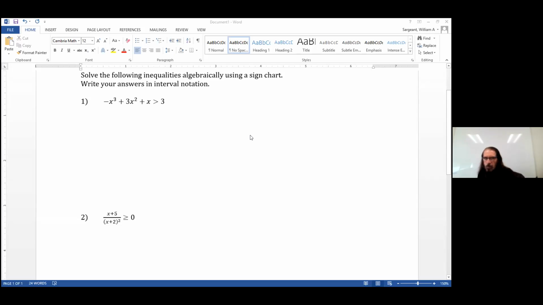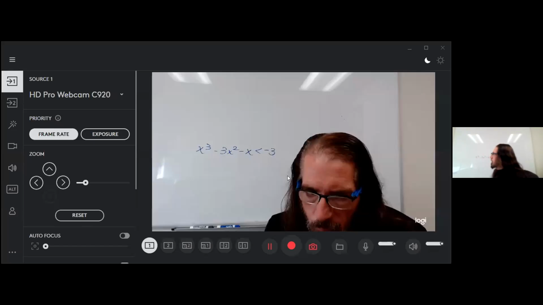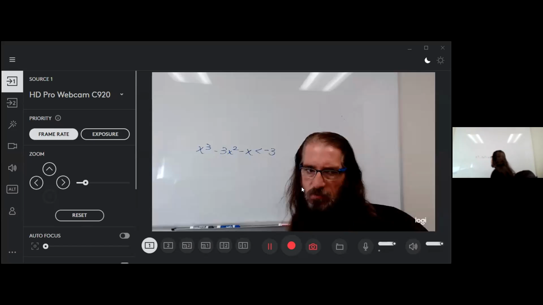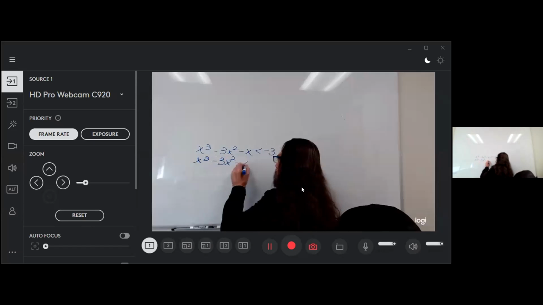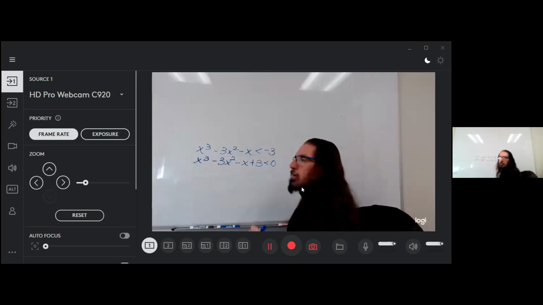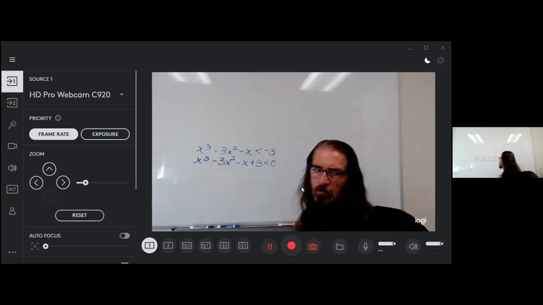So first of all, I'm going to divide both sides by -1, which will switch the direction as well. X cubed minus 3x squared minus x, and that will be less than -3. And then I'll add +3 to both sides. Now we've got a comparison to 0.